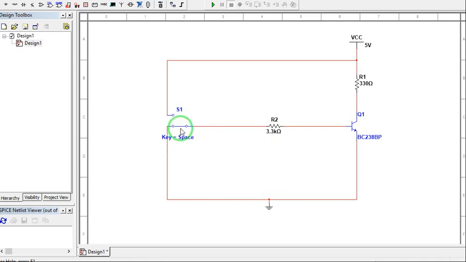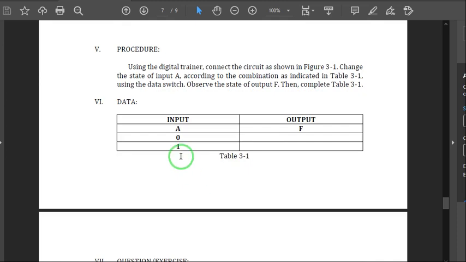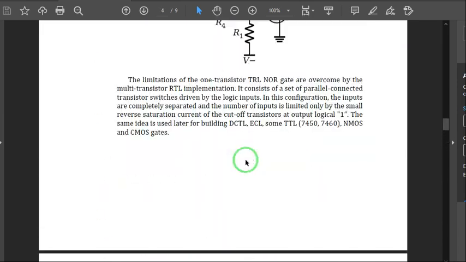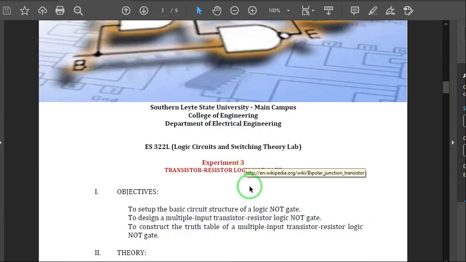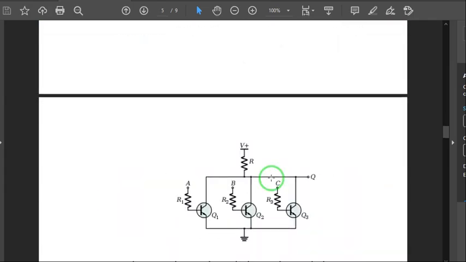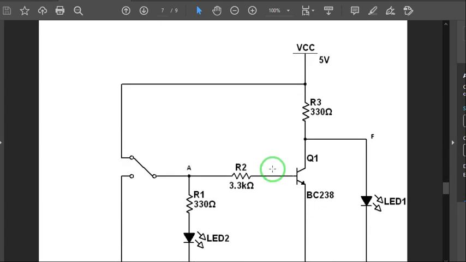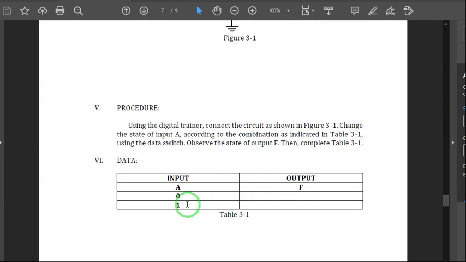So let's initially connect our single pole double throw switch to ground, because based on our experiment, that will be the first input, zero. And since this is a NOT gate, we will be expecting that if your input is zero, then NOT. So input is zero, your output will be not zero. So what is the other value for not zero? So it's one. Okay, if the input is one, then the output is not one, or zero. So let's just observe whether that will be the case.